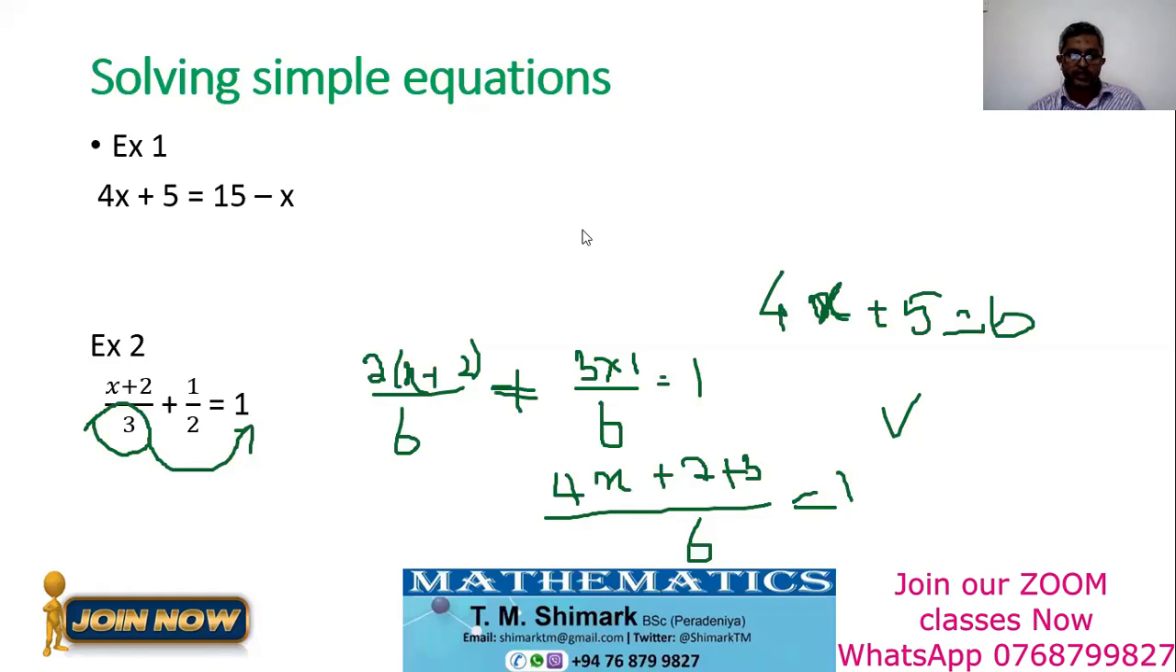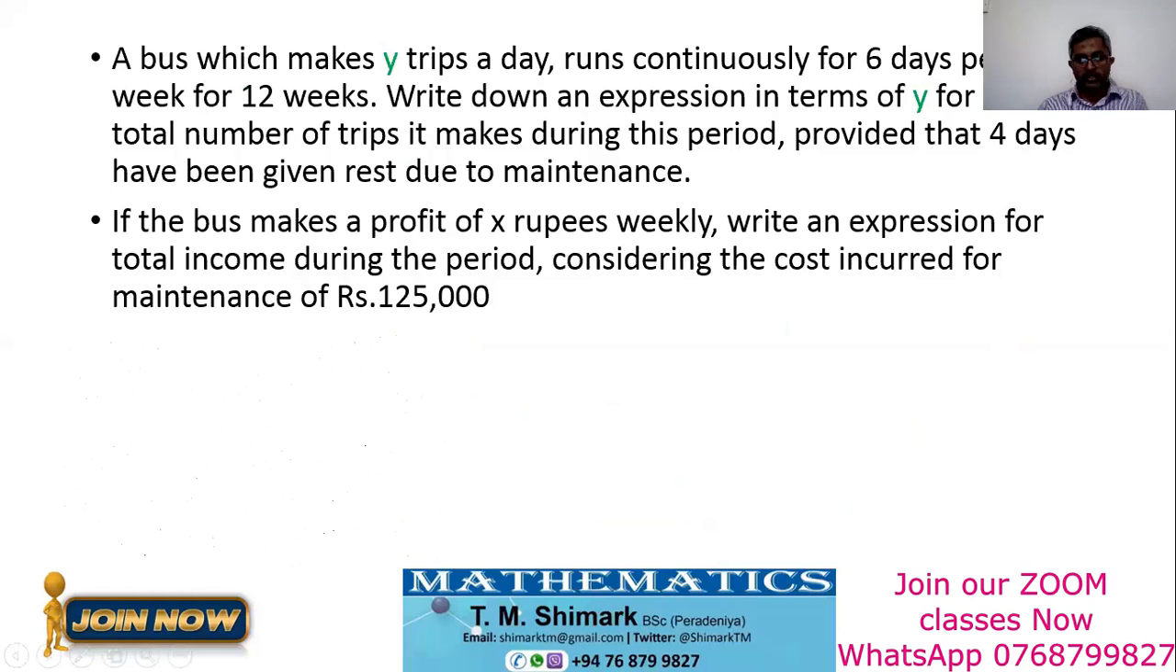We will go to the next question. I have a question like this. We'll try to find the answer. A bus which makes y trips a day runs continuously for 6 days per week for 12 weeks. Write down an expression in terms of y for the total number of trips it makes during this period, provided that 4 days have been given rest due to maintenance. So what will be my answer for the first part? Can we get the first part answer, please? So you got the expression.